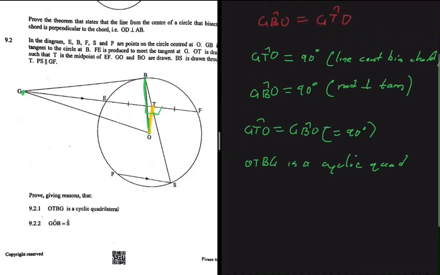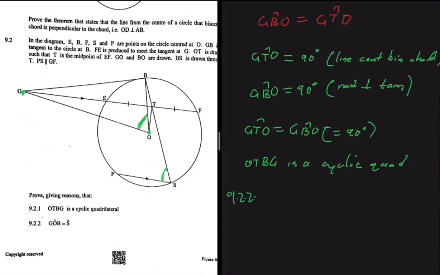Now we can do 9.2.2 because we have proved beyond reasonable doubt that OTBG is a cyclic quad. So 9.2.2 is saying that let's prove that GOB. So let's just get rid of that. We have GOB here. So here's GOB. We're supposed to prove that apparently GOB is equal to angle S, right?